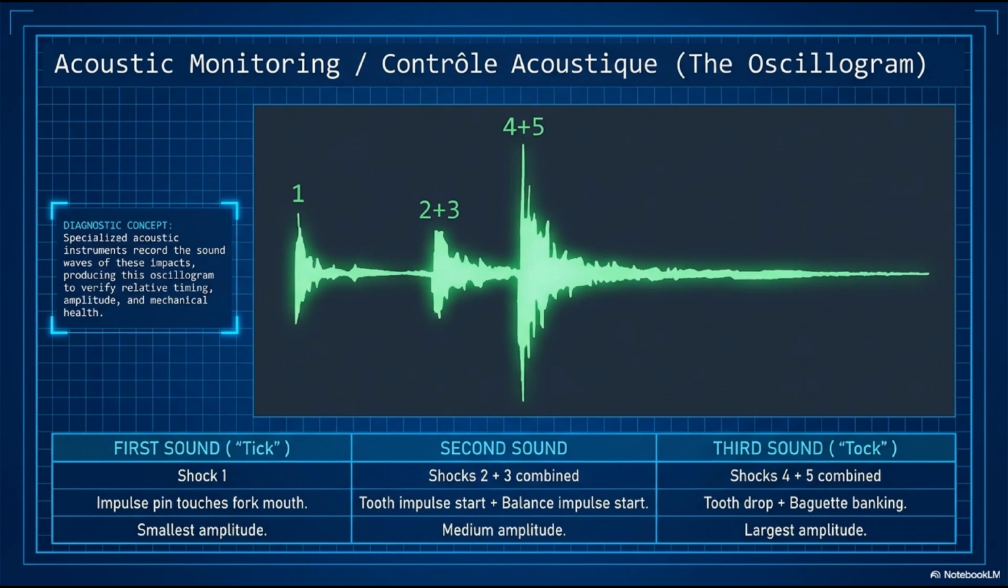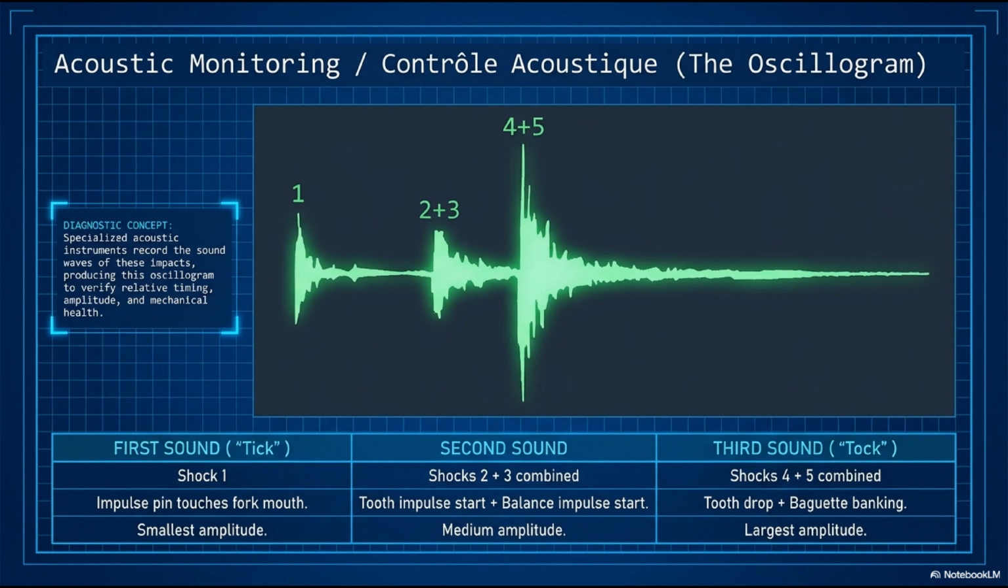Second sound: shocks 2 and 3 combined. The tooth impulse start and the balance impulse start occur in such rapid succession that most instruments merge them into a single waveform group. Medium amplitude. Third sound: shocks 4 and 5 combined. The tooth drop onto the pallet stone locking face, followed immediately by the baguette banking against the banking pin. Largest amplitude, the loudest event in the cycle.